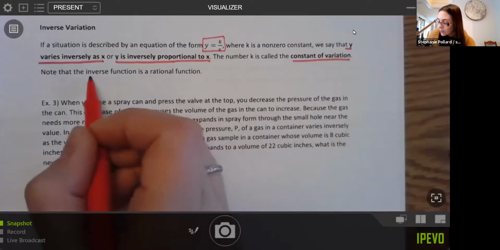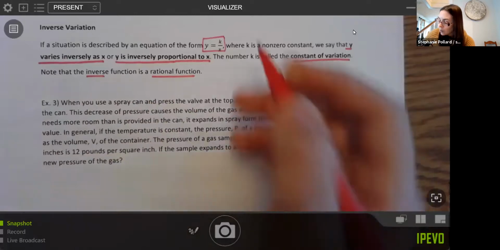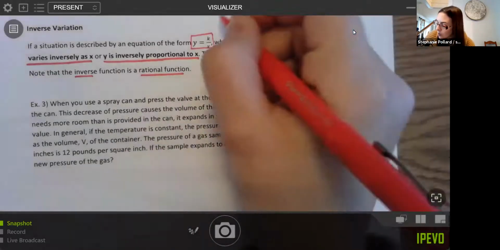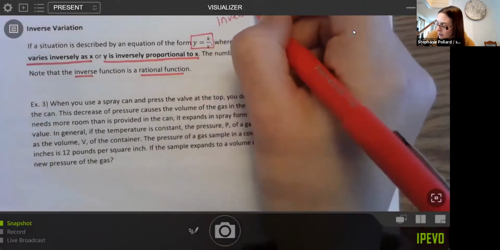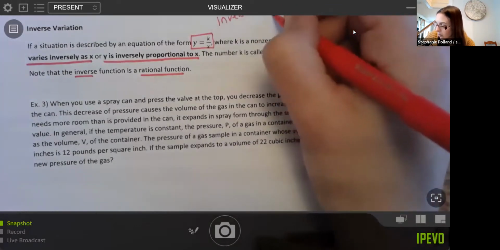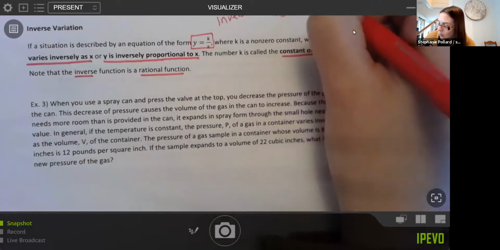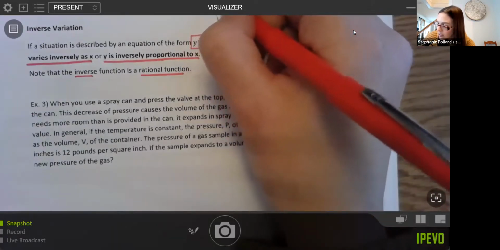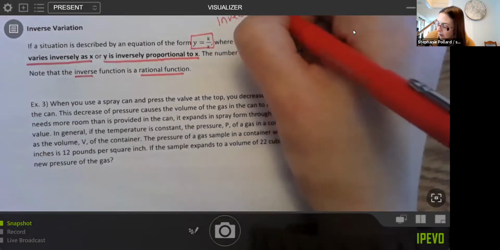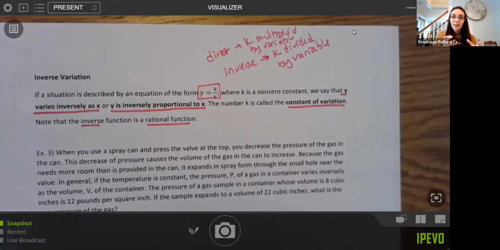Do note that the inverse function is actually rational, right? So before I mentioned when you hear that word direct, you want to think about multiplying. So when you hear that word inverse, you want to think about K divided by the variable, whereas when you hear direct, we just said you have K multiplied by the variable. So inverse, you're dividing with that variable, and direct, you're multiplying with that variable. That's a really important change in that keyword here.